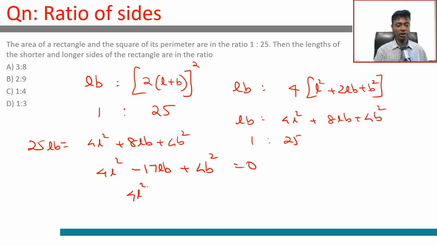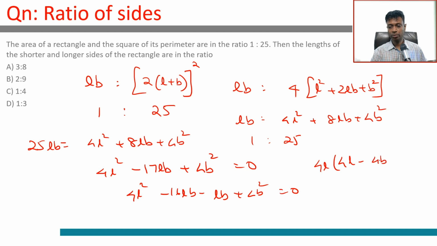Fine. So 4L square minus 16 LB minus LB plus 4B square is 0. 4L into L minus 4B minus B into L minus 4B is 0. So 4L minus B into L minus 4B is 0. 1:4 or 4:1. Shorter to longer is 1:4.